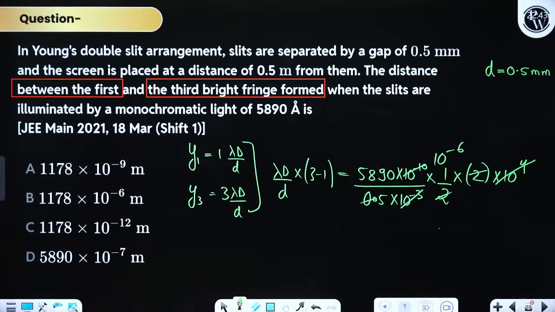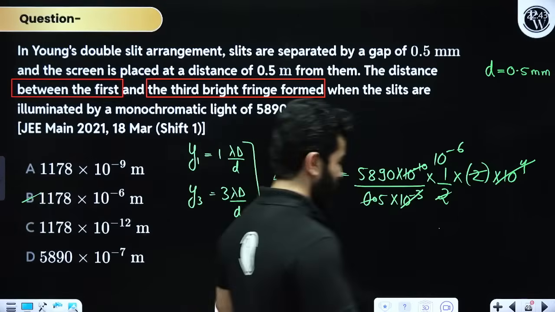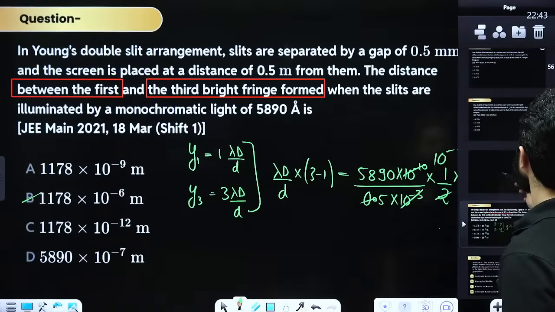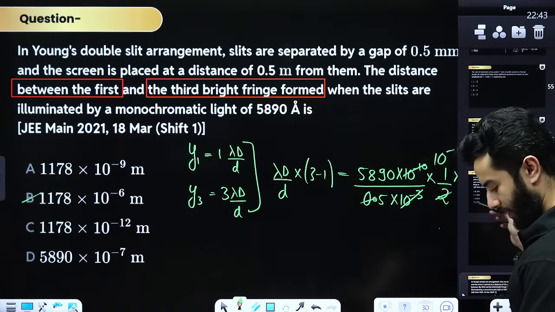Chalo. So 5890 divided by 5, yeah, 1178. This is the correct answer, dosto. Correct? Quickly let me know in the chat box. This was not that difficult. Be quick.